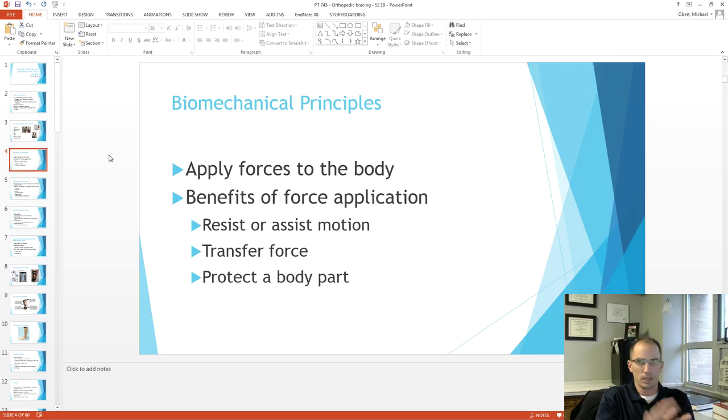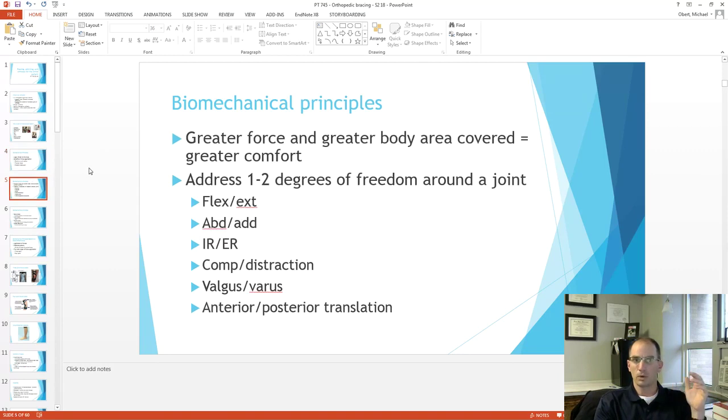We can put something in their foot or in their shoe that attaches to the anterior aspect of their shin. So that helps assist in that dorsiflexion so they're not having to use the muscles as much. Okay, so those are the basic biomechanical principles that we're going to go with as far as how we choose what we choose.